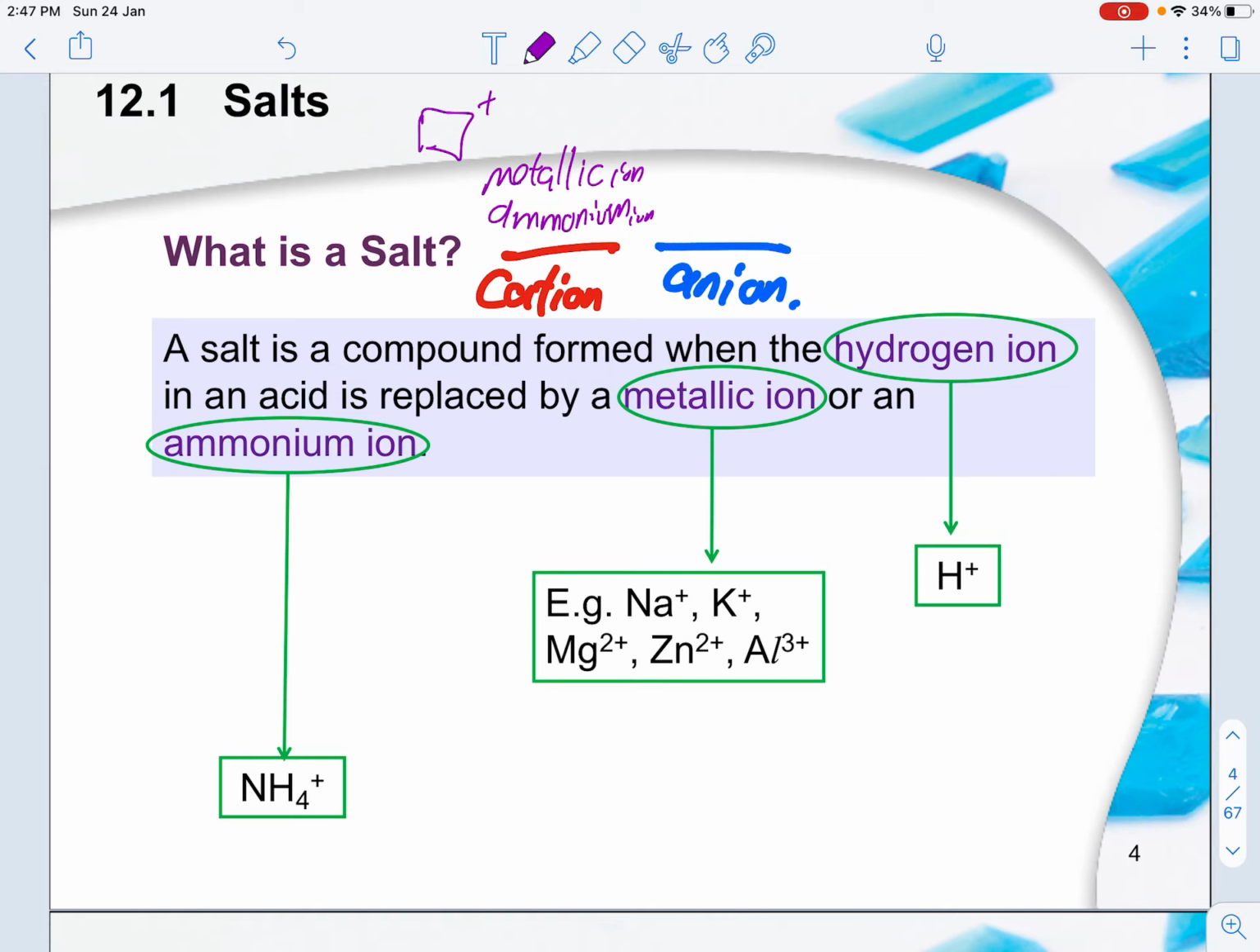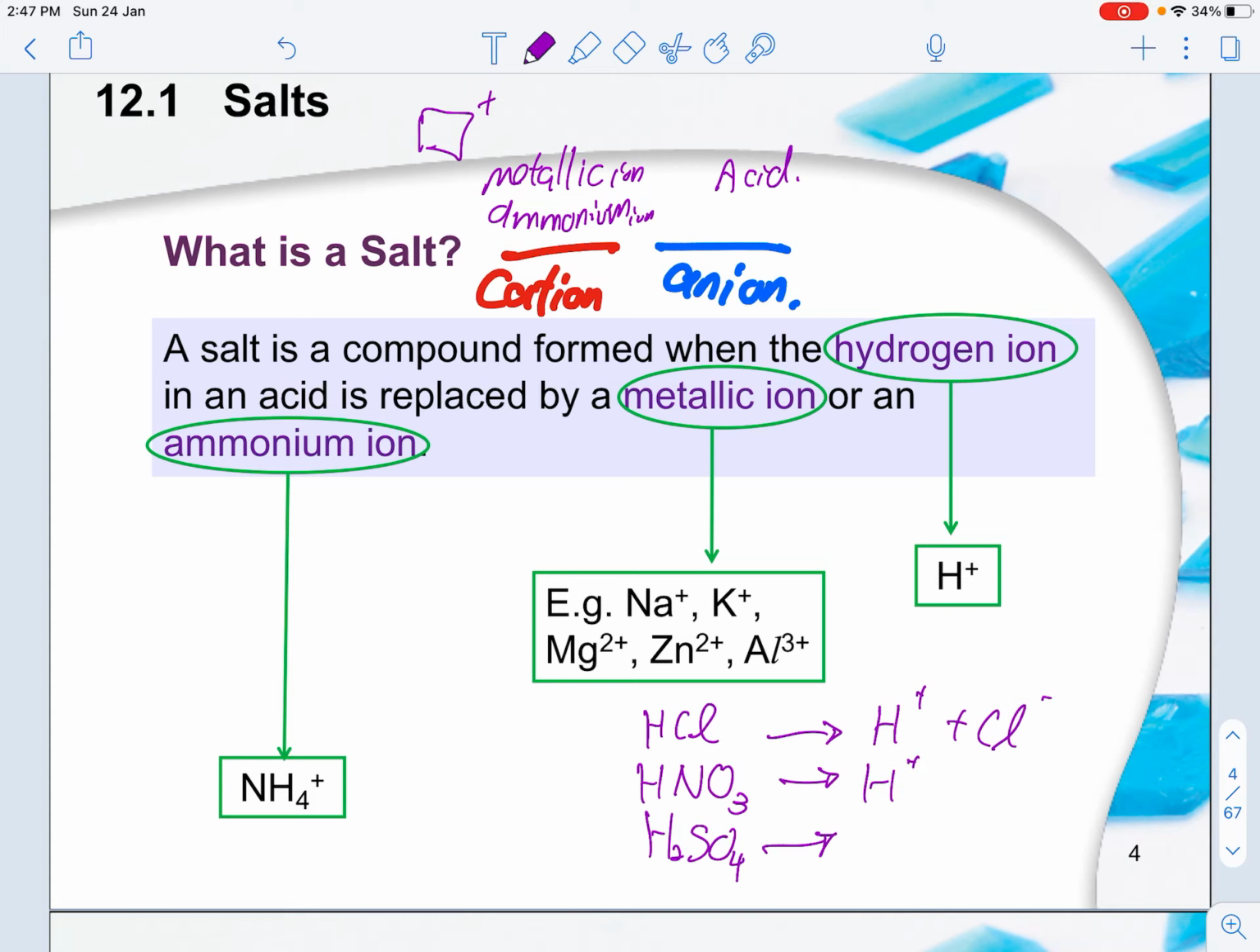The anion, on the other hand, tends to come from the acid you use. For example, the three common acids that we usually use are hydrochloric acid, nitric acid, and sulfuric acid. The anions for all of these are mainly Cl minus, NO3 minus, and for sulfuric acid, 2H plus and SO4 2 minus.